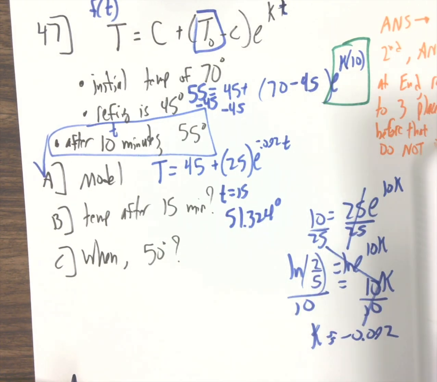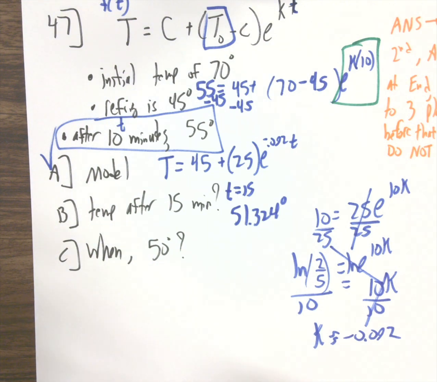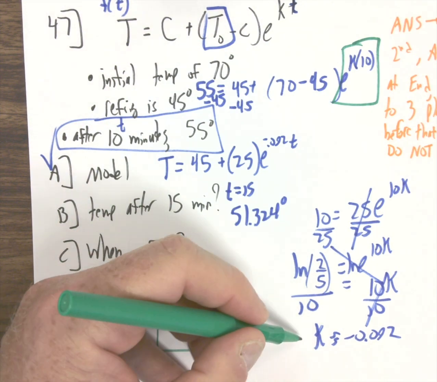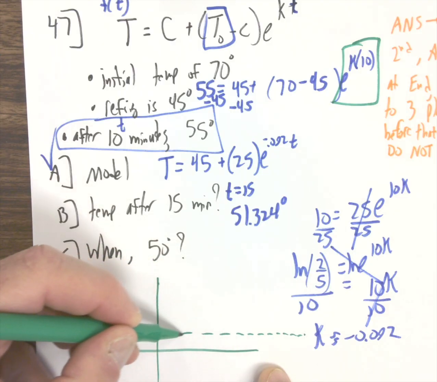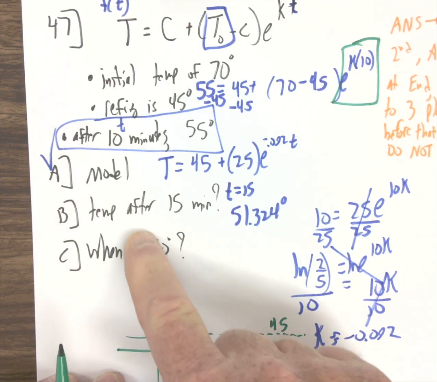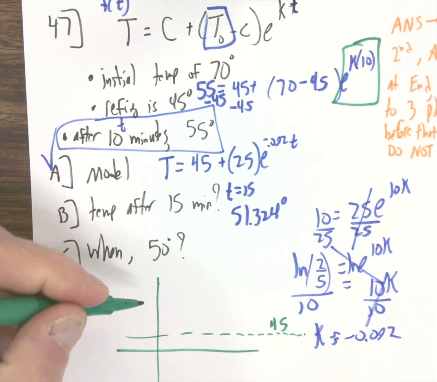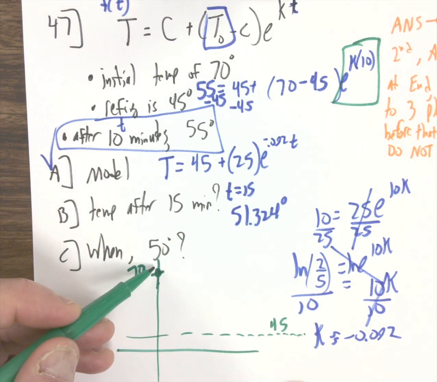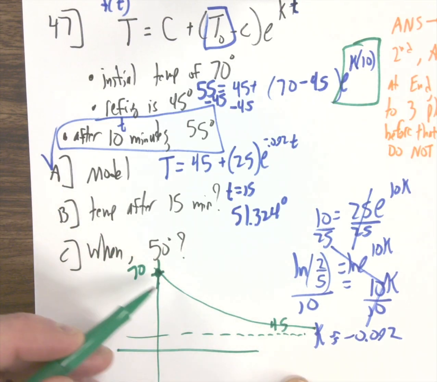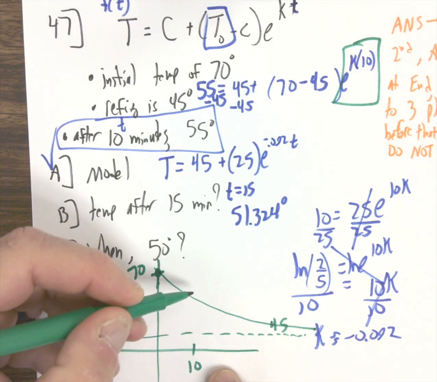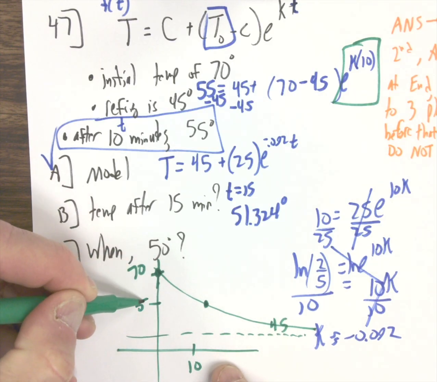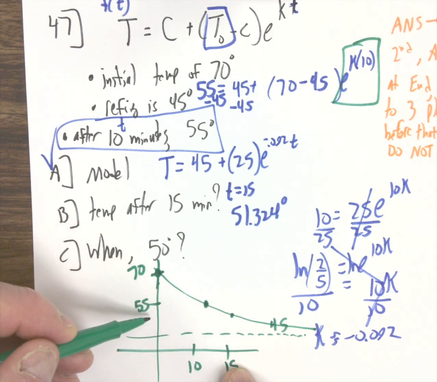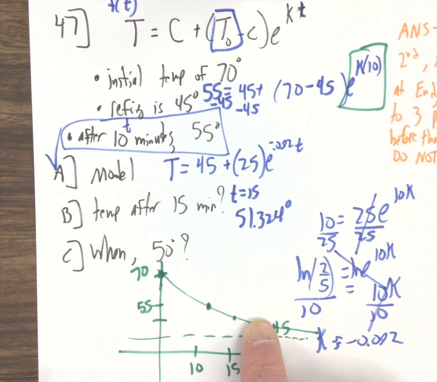Now, I'm just going to see if that makes sense. The refrigerator's 45, right? So eventually this has to cool down to 45. At t equals 0, it's 70. So it's cooling down. At 10 minutes, it was 55, right? So does it make sense that at 15 minutes, it's 51? Yeah, I can believe that. That makes sense.